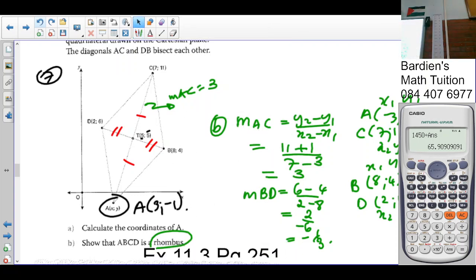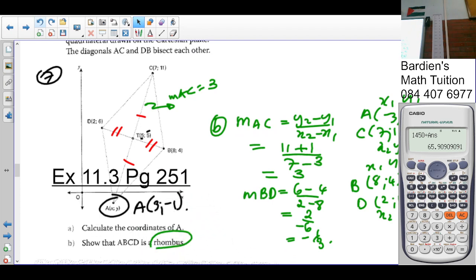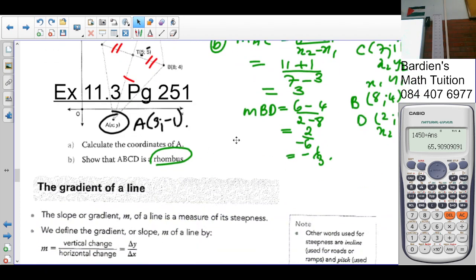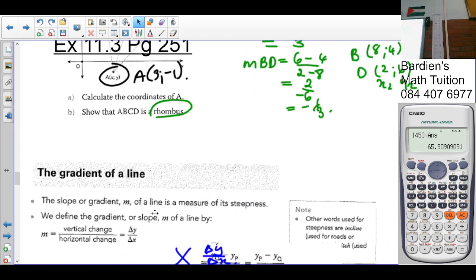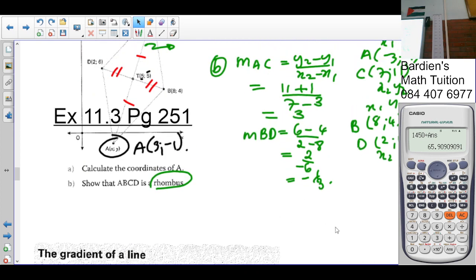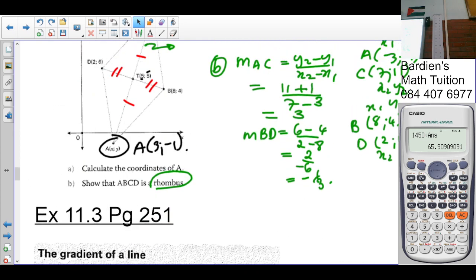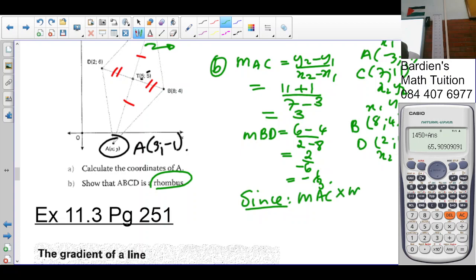So what do we say now? Since the gradient of AC times the gradient of BD is equal to 3 times negative a third, which is equal to negative 1.